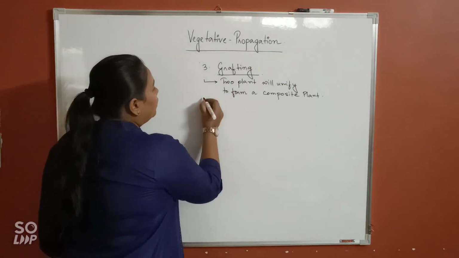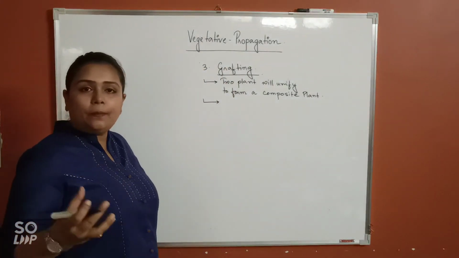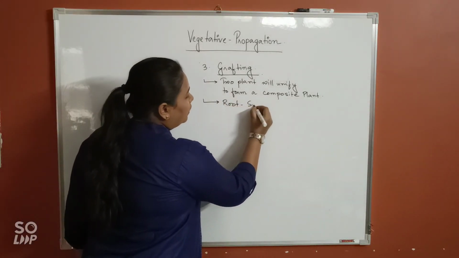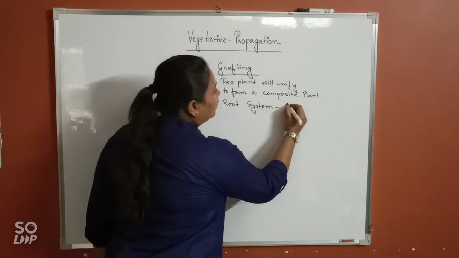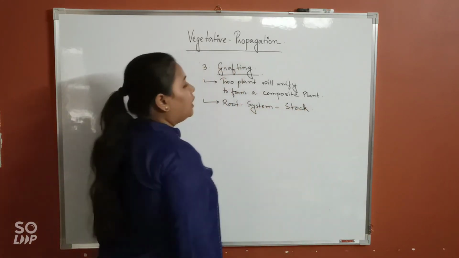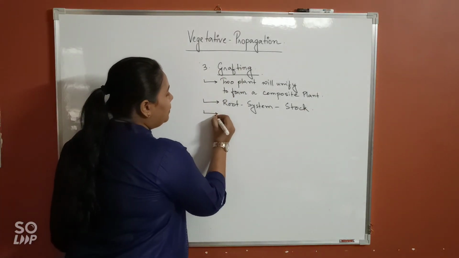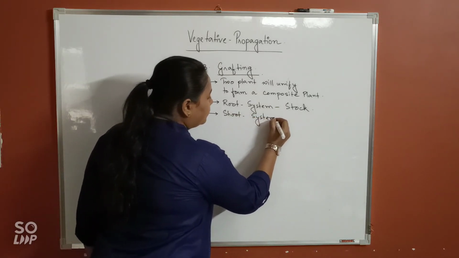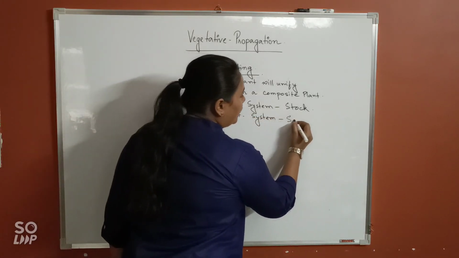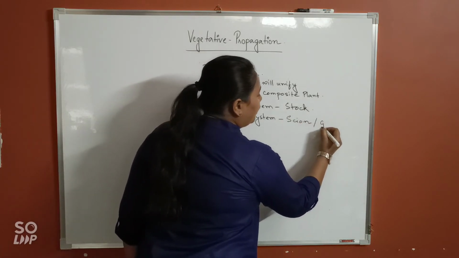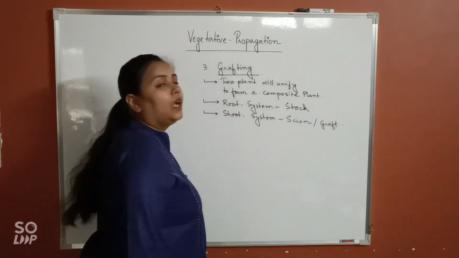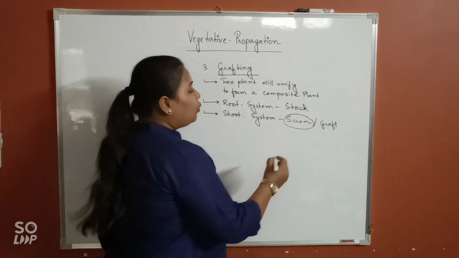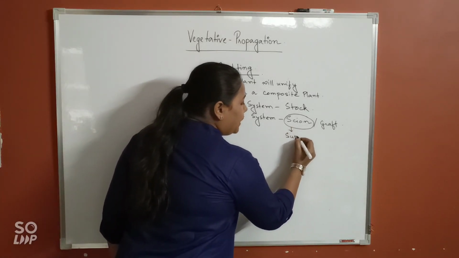Alright. Now, the plant which will contribute with its root system, we will call it stock. Whereas the plant that will contribute with its shoot system is going to be called scion or graft. Do remember, scion is mostly going to be taken from a plant which has superior traits.